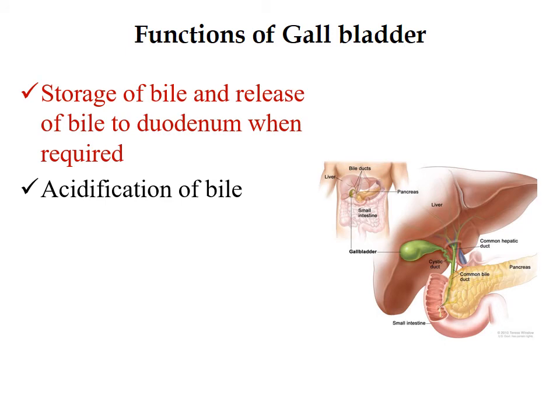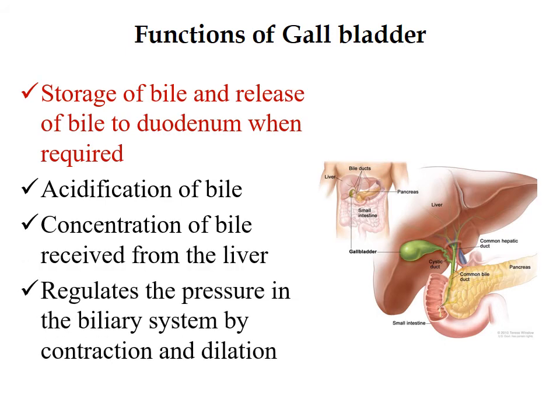Acidification of bile is another function of the gallbladder. Concentration of bile received from the liver: initially, whatever bile it receives from the liver is very dilute, but it will be highly concentrated before it is released into the second part of the duodenum. The gallbladder also regulates the pressure in the biliary system by contraction and dilation. Here the gallbladder is capable of contraction, and then it can maintain the pressure within the biliary system. So that is also one of the functions of the gallbladder.